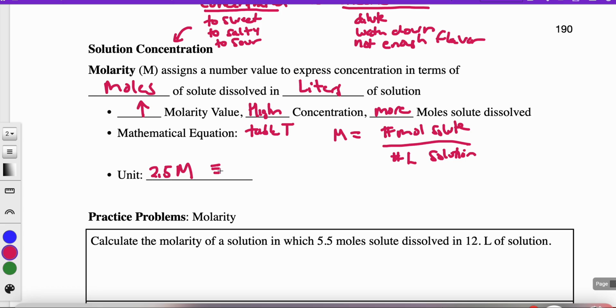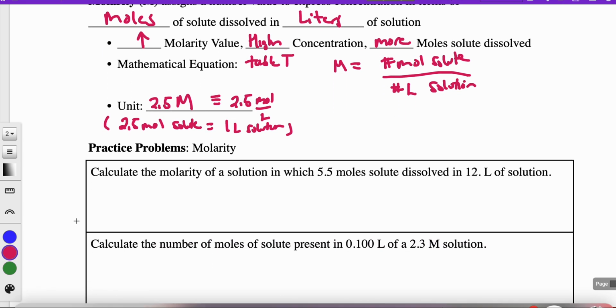What this means is that it's 2.5 moles per liter. So instead of writing a fraction, we now just write a capital M. It means 2.5 moles of that solute in 1 liter of solution. That's what it means. So we could write that down: there's 2.5 moles of the solute in 1 liter of the solution.